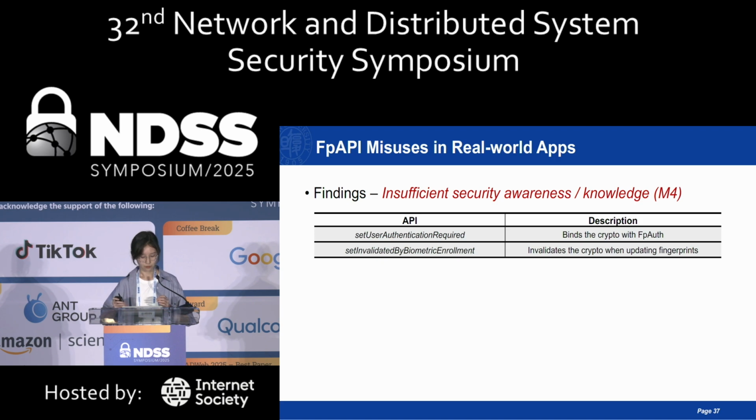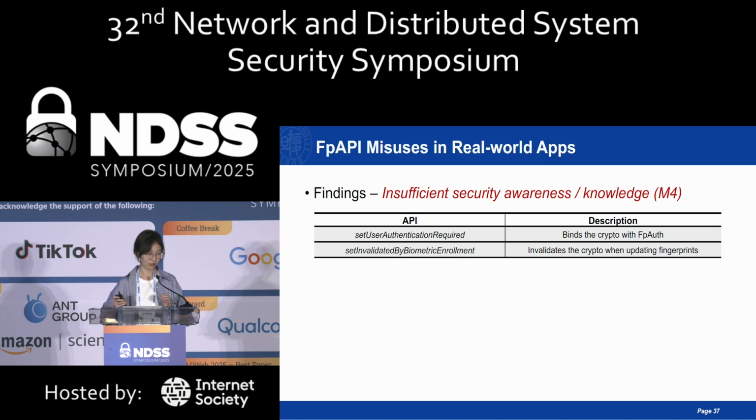And for the last one, mishandled fingerprint updates, it's directly related to 2 APIs. The first one, set user authentication required, makes a crypto bond with FpAuth. Then we can use the crypto to validate the FpAuth results. The second one configures whether to invalidate the crypto when fingerprints are updated.